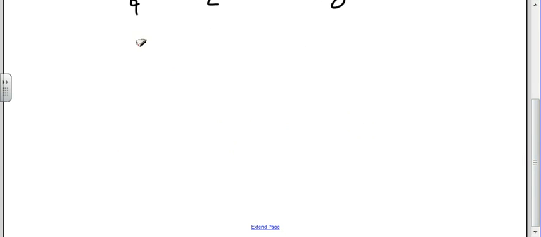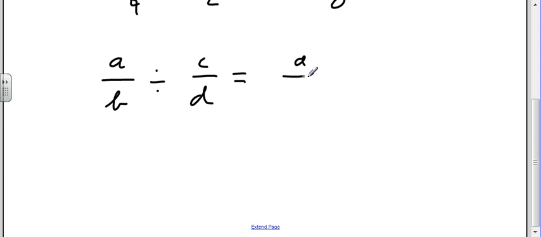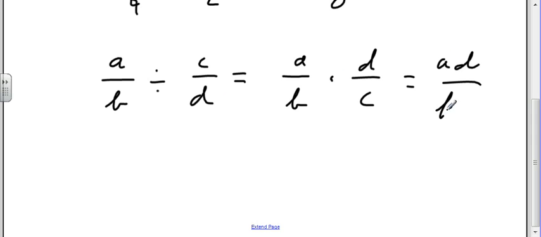Some more theory, if I have A over B divided by C over D, then I'm going to invert and multiply. So I invert the second guy and multiply A over B times D over C, and I end up with AD over BC. And normally I keep it in alphabetical order, and then I call that spelling correct.